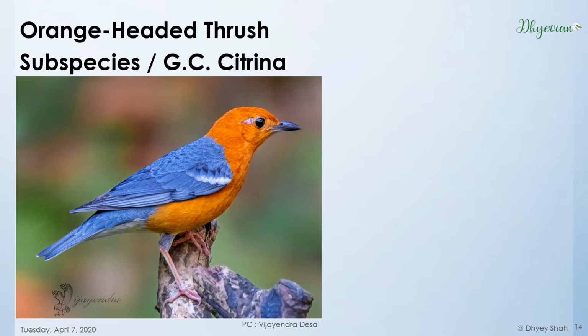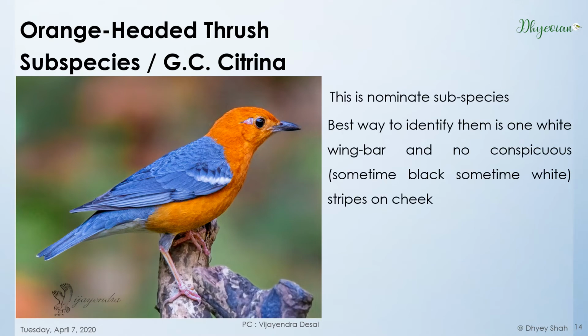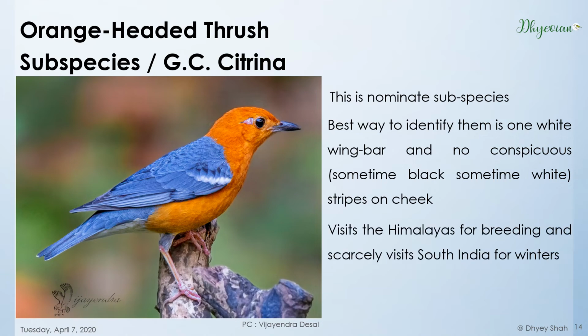I will explain to you the 4 subspecies found in India. The first is the Citrina race or the nominate race. The best way to identify one is one white wing bar and no conspicuous stripes on cheek. Conspicuous means sometimes black and sometimes white. It is breeding in the Himalayas and it generally visits South India for winters.